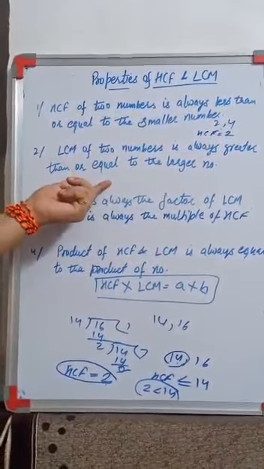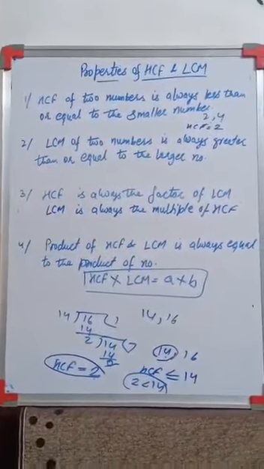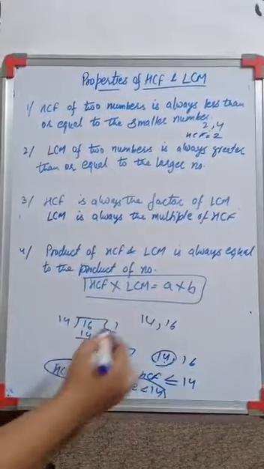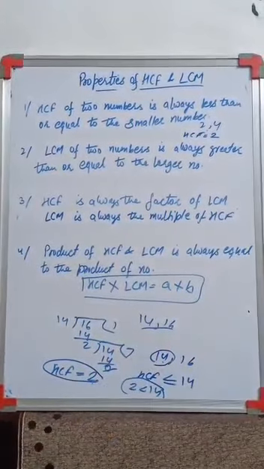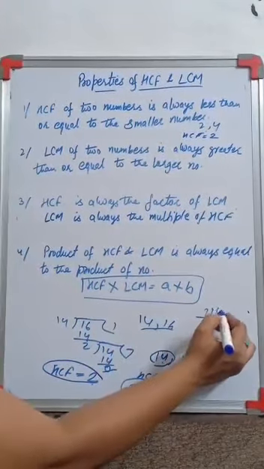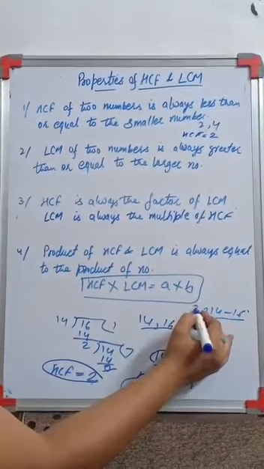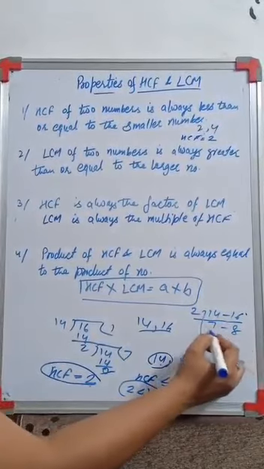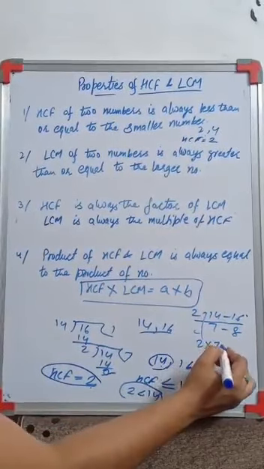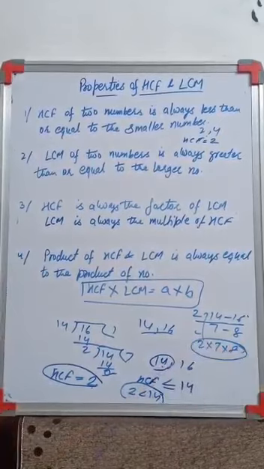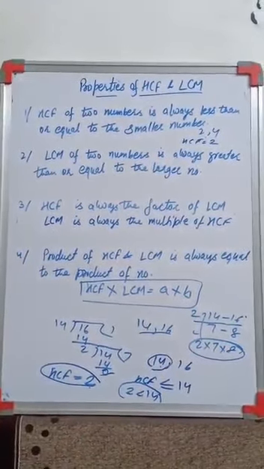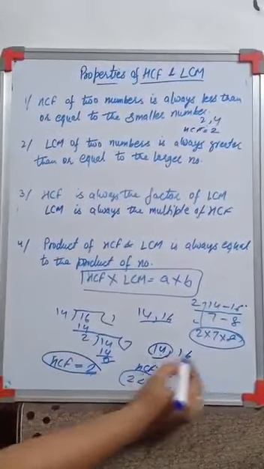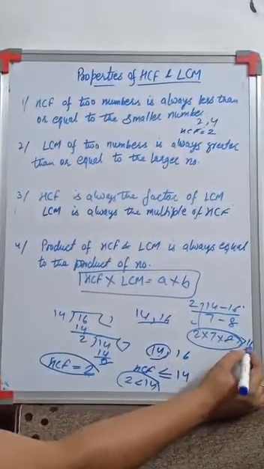Same in case of LCM. The LCM of two numbers is always greater than or equal to the larger number. Same, if I take the example of 14 and 16 and calculate the LCM: 2 7s, 2 8s. So the LCM will become 2 into 7 into 8. Obviously it will be greater than 16.